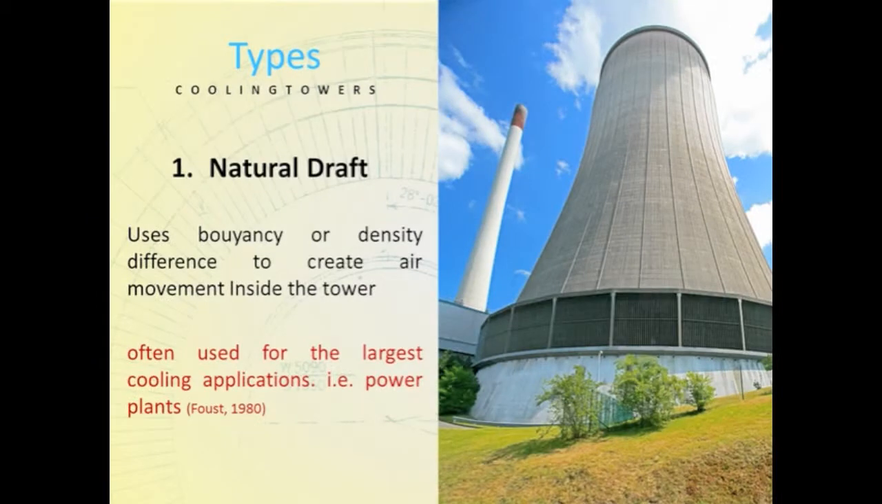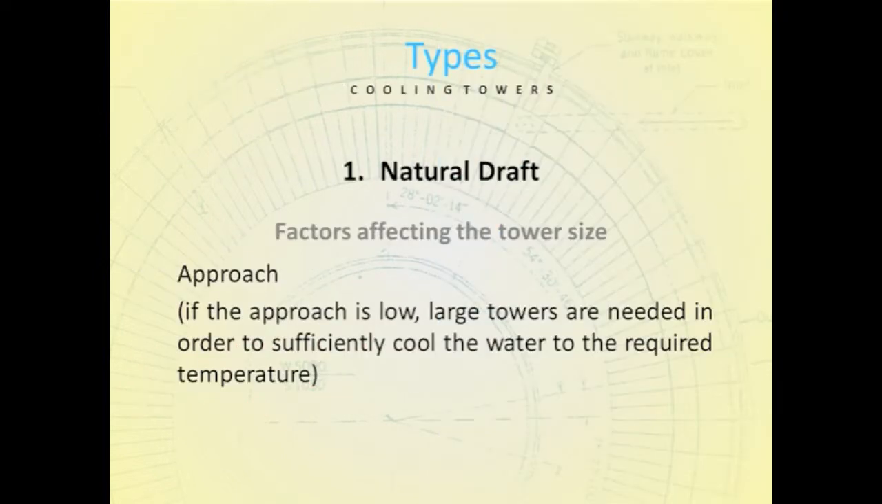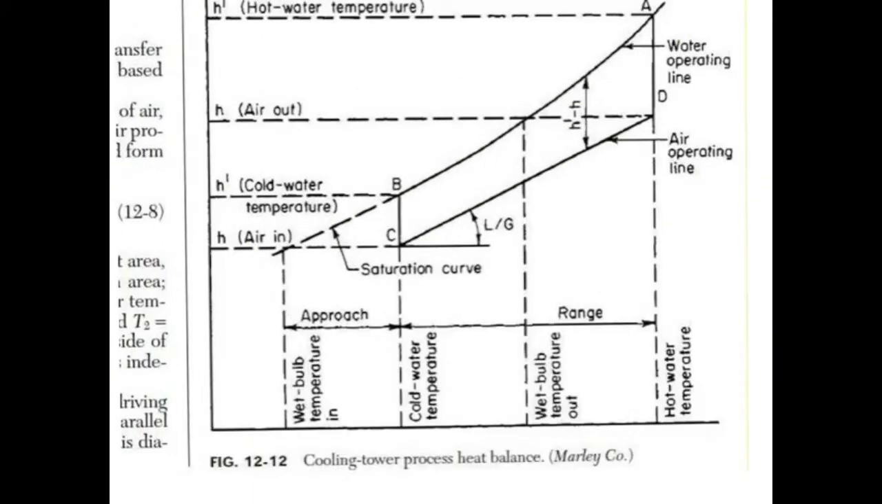Natural draft cooling towers maintain airflow through the use of buoyancy, or the density difference between the warm exiting air and the cold incoming air, to create a natural movement inside the tower. The main factor affecting natural draft cooling towers is the approach. At sufficiently low approaches, large towers are needed in order to sufficiently cool the water to the required temperature. We can describe the approach as the difference between the cold water temperature and the wet bulb temperature, as can be seen in the illustration here.